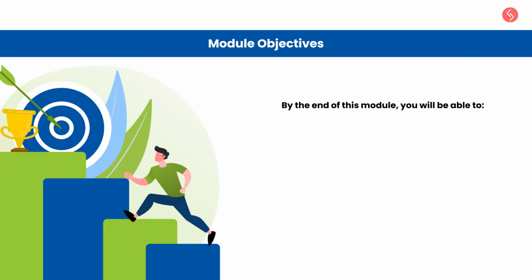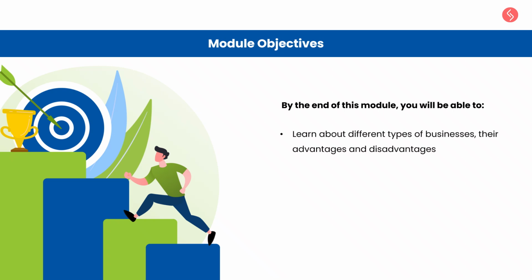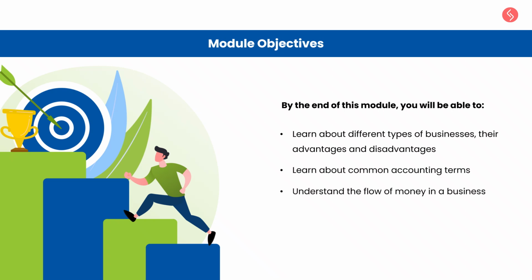By the end of this module, you will be able to learn about different types of businesses, their advantages and disadvantages. Learn about common accounting terms. Understand the flow of money in a business. Learn about common sources of capital in business.